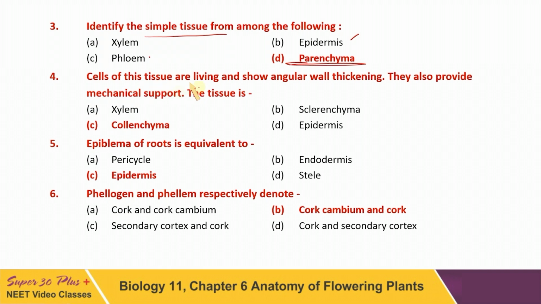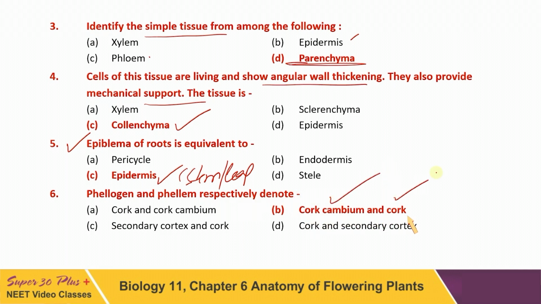Cells of the tissue are living and show angular wall thickening. They also provide mechanical support. Living cells providing mechanical support are collenchyma. Right? Epidermis of root is equivalent to epidermis of stem. In the stem and in the leaf, the outermost layer we call the epidermis, while the same layer in the root is known as epiblema. Phloem and phloem respectively represent cork cambium and cork, as I told you right now.